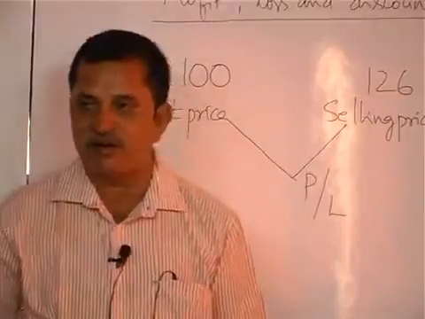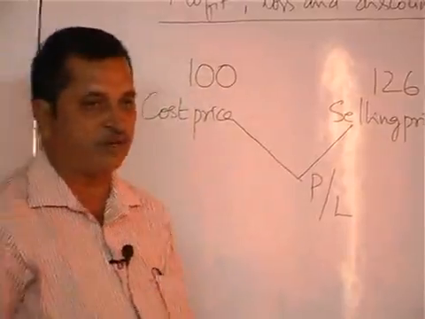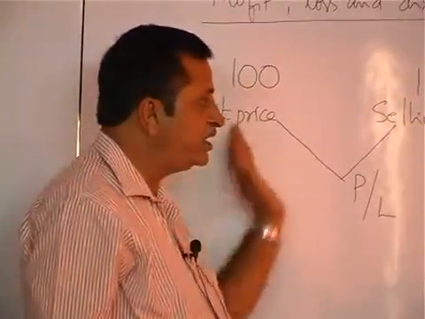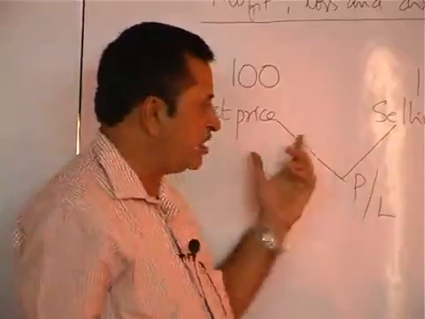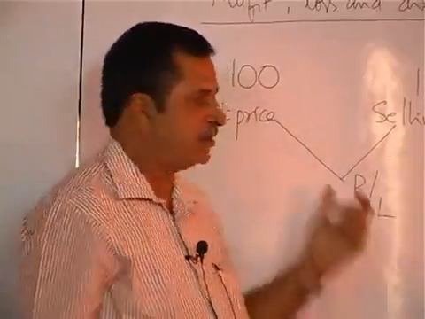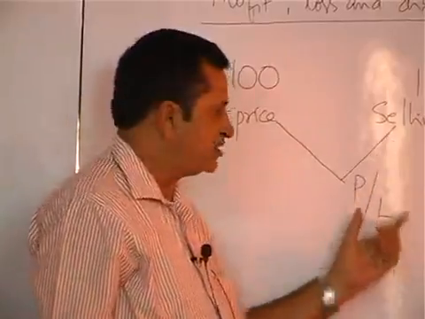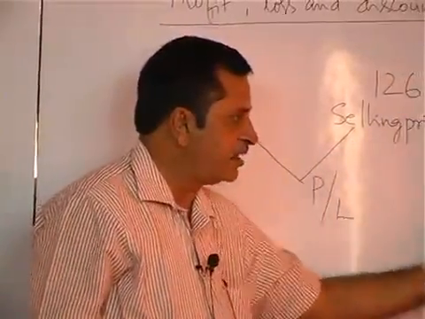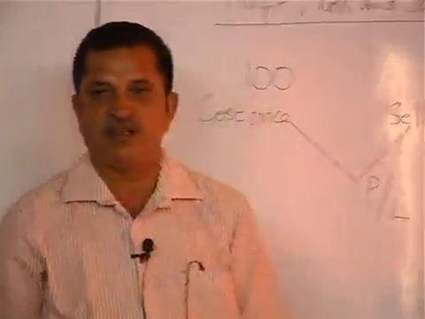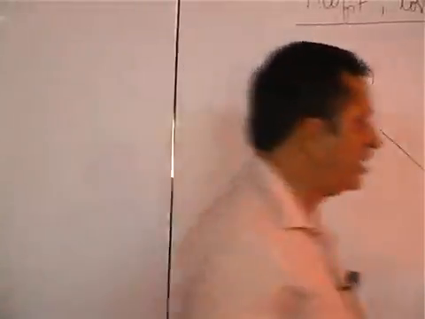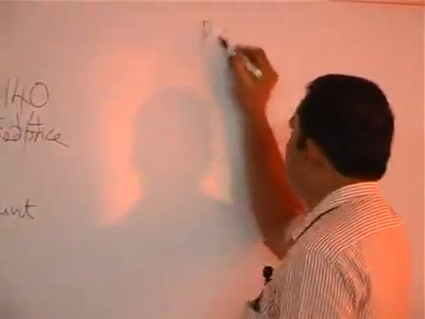The total profit, loss and discount chapter revolves around these topics: cost price, selling price, marked price. Between the cost price and selling price, there may be either profit or loss. Between the selling price and marked price, there will definitely be a discount. And profit percent we usually say.